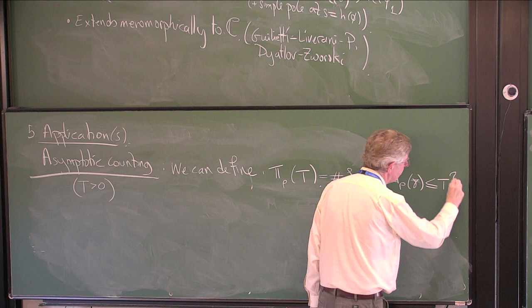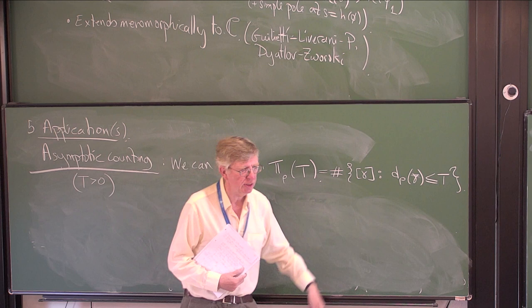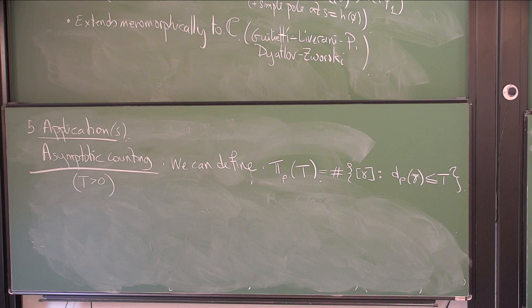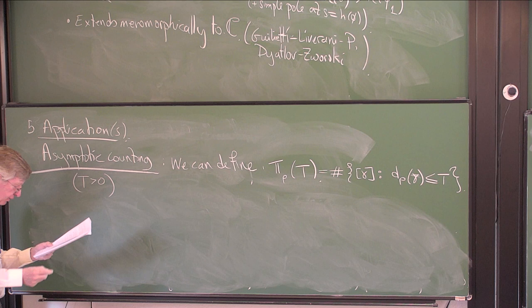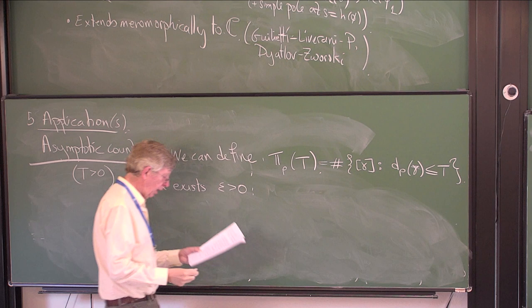In the case of the geodesic flow, we'd be counting the number of closed orbits or closed geodesics whose length was less than t. But here we're looking at something which is kind of in a bigger space, and so we're associating to it these numbers instead. And so what we'd like to say is the following. Well, there exists some value epsilon greater than zero, with the property that this is true.